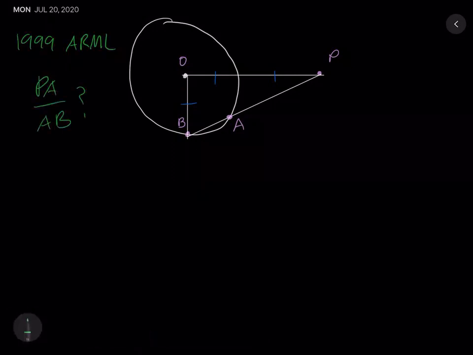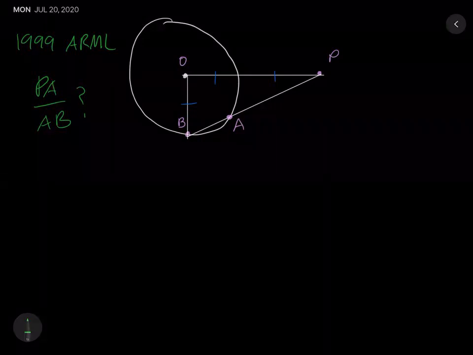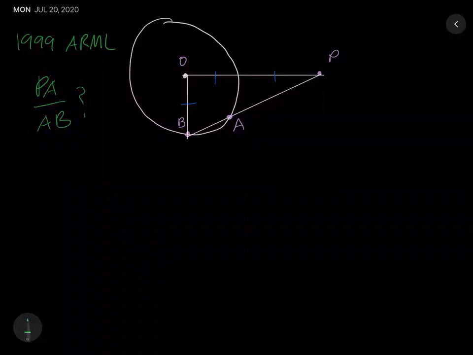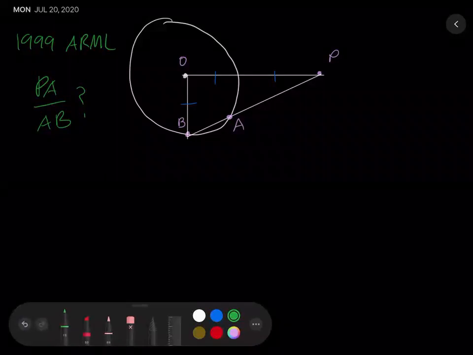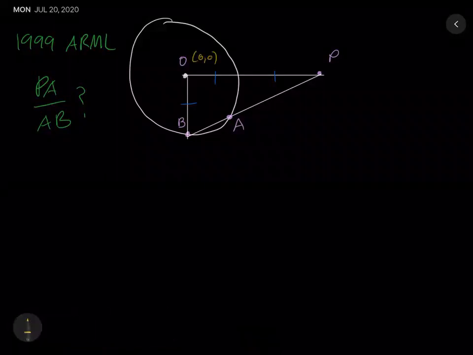Well, we could use coordinate geometry again. So like we did last time, we're going to assign a certain point to be the origin. Now, the most natural choice here is to assign the center of the circle, point O, as the origin. So let's do that. This is 0, 0.